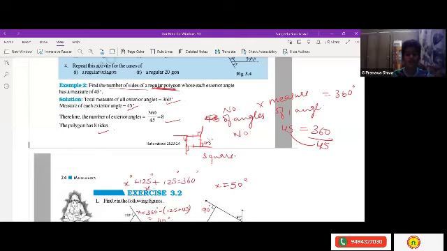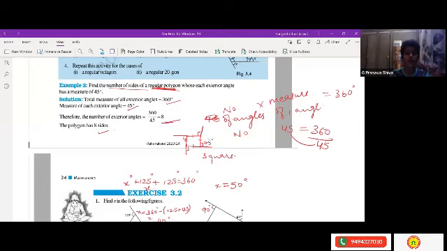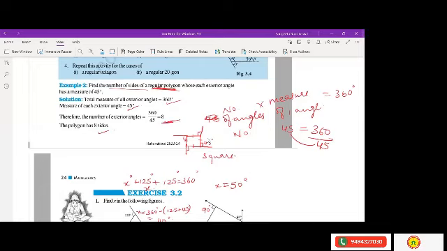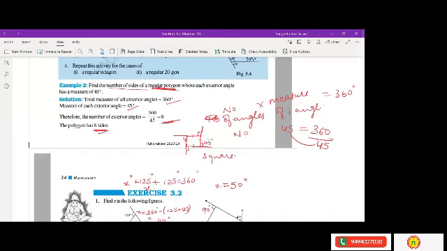Then the equation will be 45x equals 360. So now this is 360 by 45. So here you get 8. So if you are getting the number of exterior angles is 8, so that gives you your sides. Jitna aapka number of exterior angles hai, that many sides are there of the polygon. Okay, ma'am.